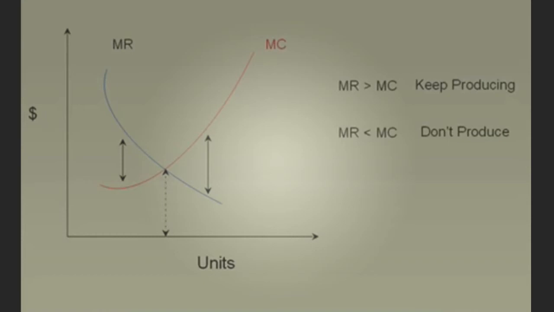When marginal cost is greater than marginal revenue, don't produce. So what's the optimum point? To maximize profit, the optimum level of output is where marginal revenue equals marginal cost.